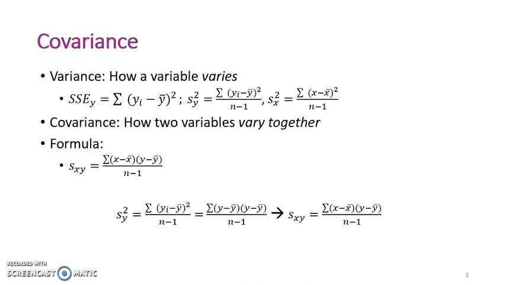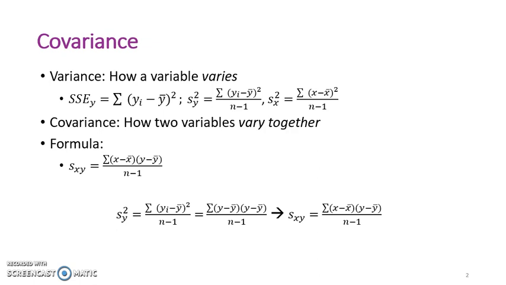Before we learn how to calculate the correlation, you must learn what a covariance is. We are familiar with the concept of a variance, which tells us how a single variable varies. The covariance tells us how two variables vary together.